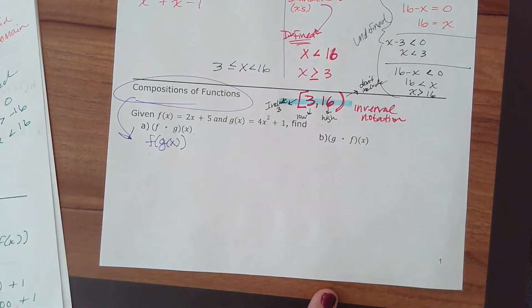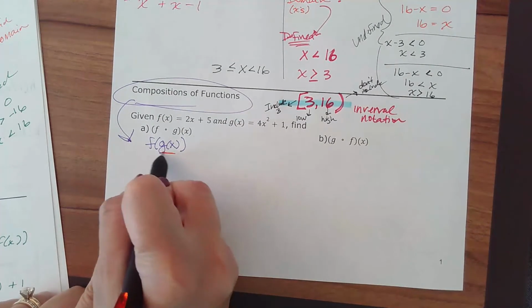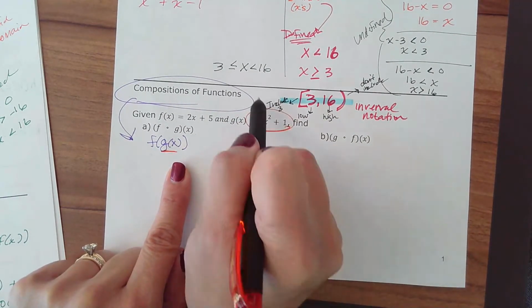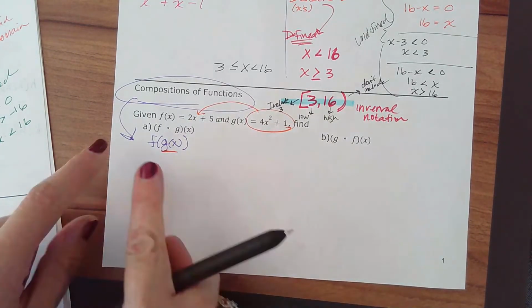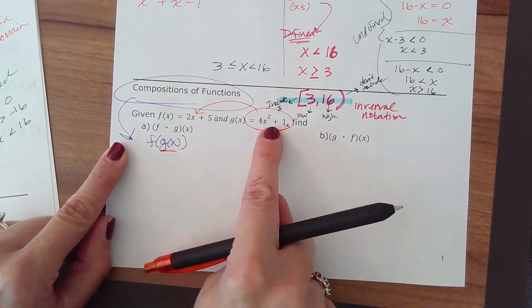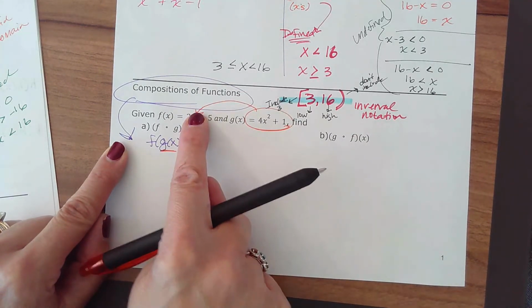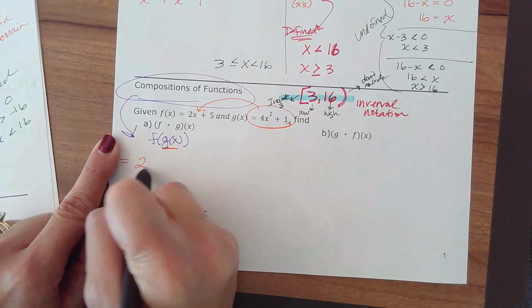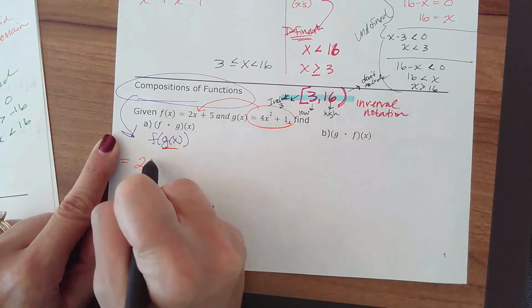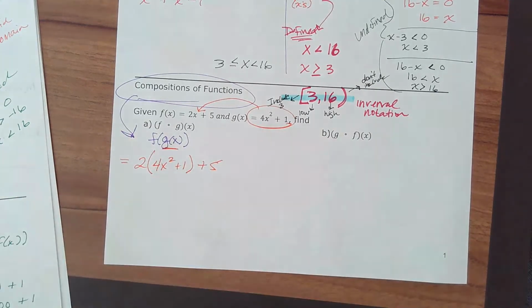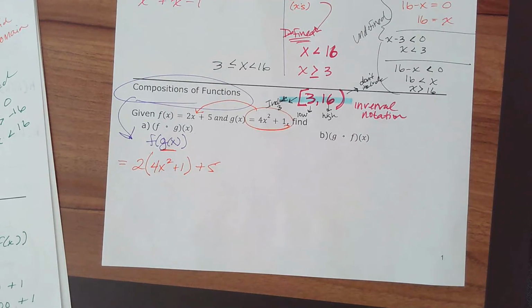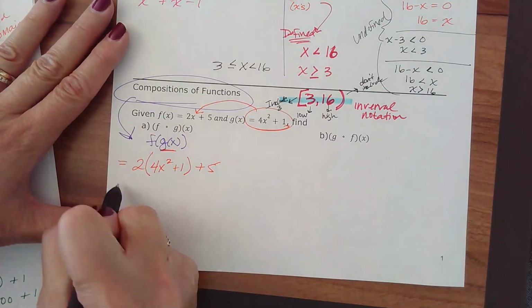And you might ask, okay, what does that mean? Good question again. What it means is that you're taking one function and putting it into the other one. You're taking your g of x equation and plugging it into this other equation wherever you see x. You're starting with f of x, and replacing x with your g of x equation. So it's going to look like this: 2 times, instead of x, I'm going to write 4x squared plus 1, plus 5. That's a composition of two functions. Now, what we want to do is simplify that. So we would distribute.